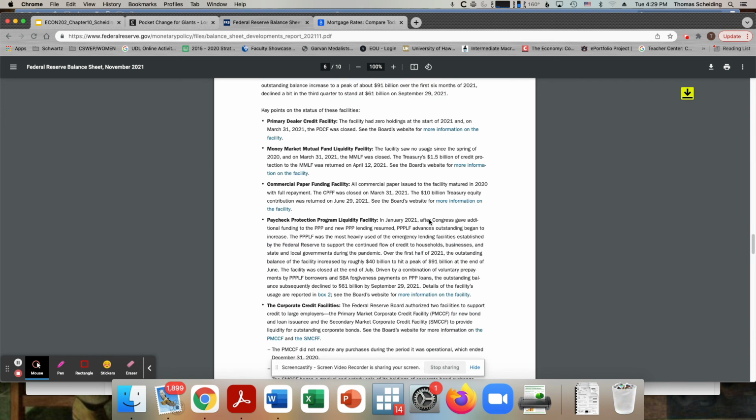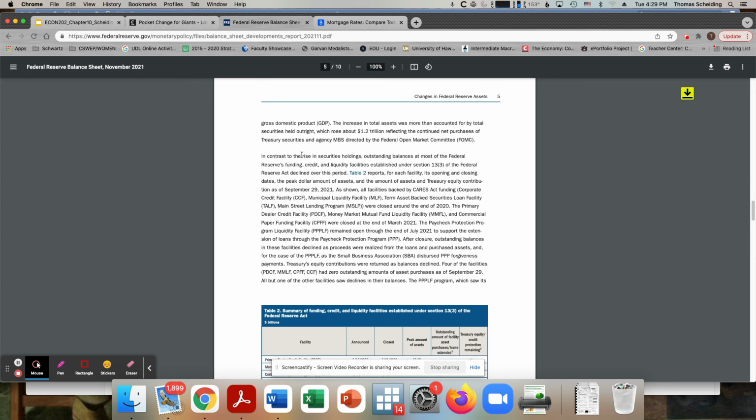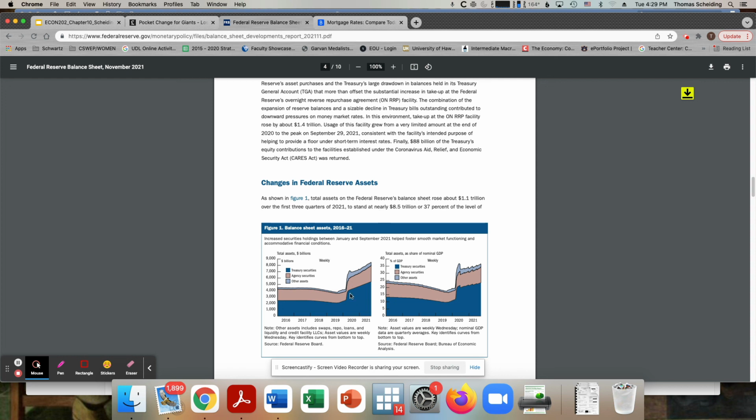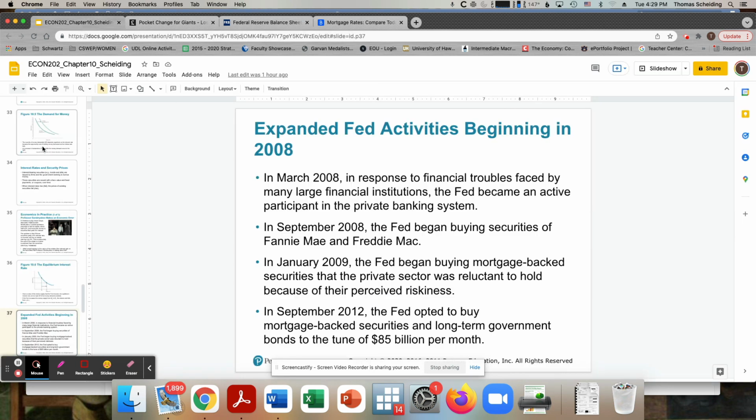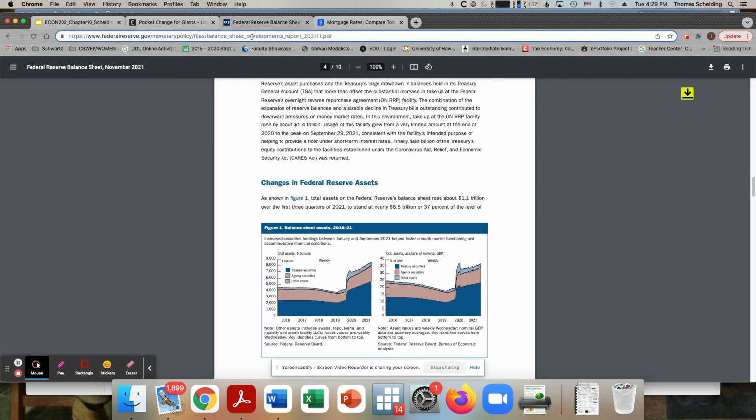Well, you can kind of see here this description of all the other things, now with COVID-19, that the Federal Reserve started paying for. Paycheck Protection Program, commercial paper funding, meaning companies borrowing money, money market mutual fund liquidity, meaning the money market accounts that we hold. All that makes the balance sheet grow dramatically. And you see that right here. And it first started in 2008.